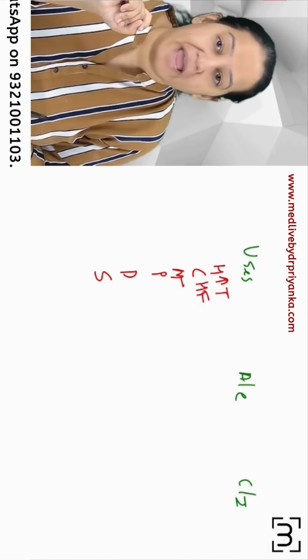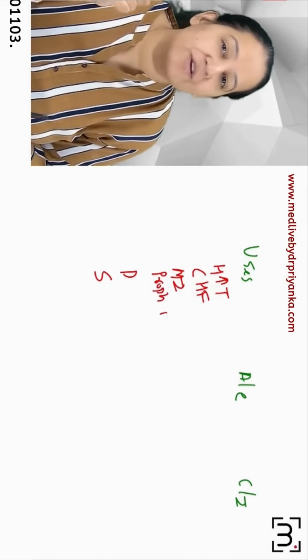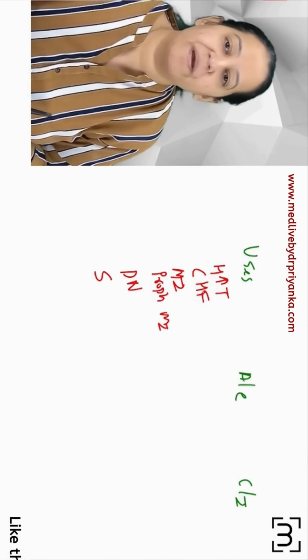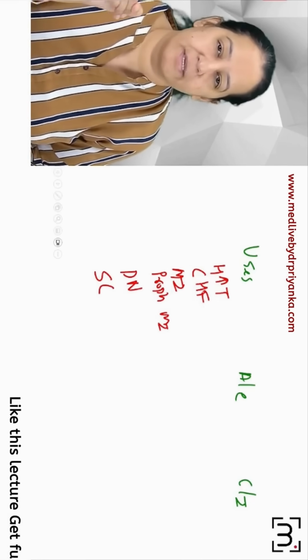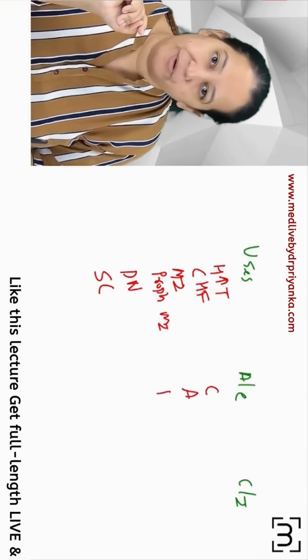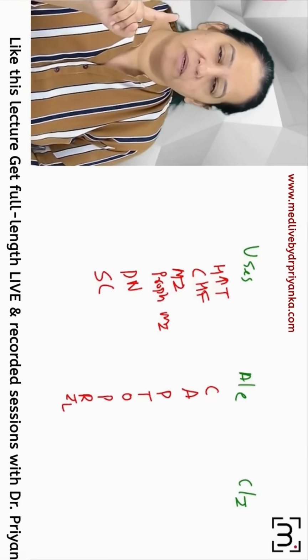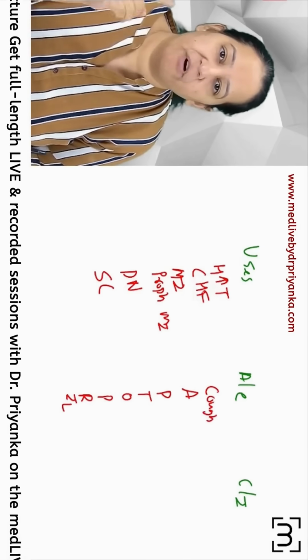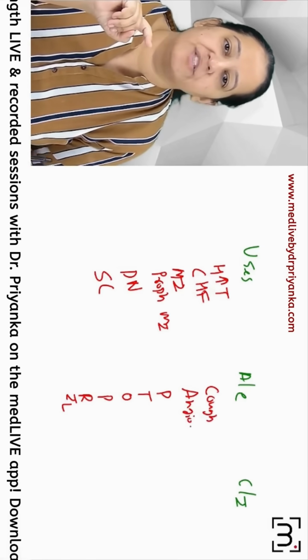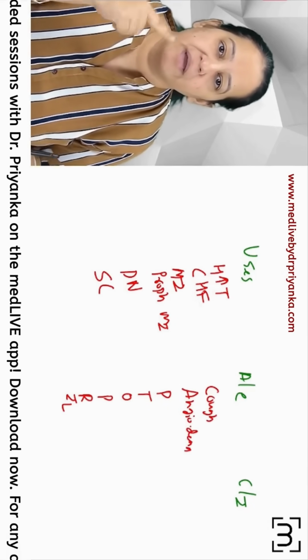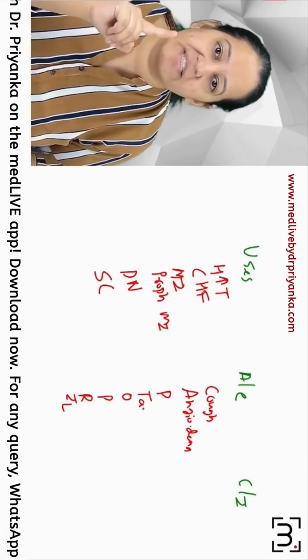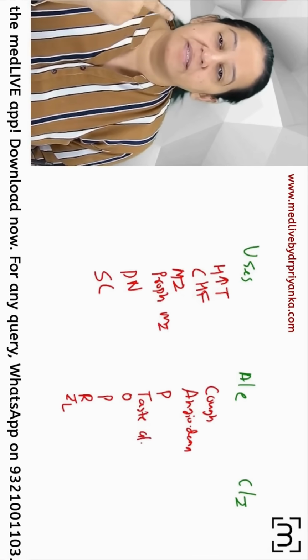Congestive heart failure, MI, prophylaxis of MI. Okay, diabetic nephropathy and scleroderma crisis. That is the uses. Adverse effect is CAPTOPRIL. Say the full form. C is for cough. A for angioedema. You can say angioedema. And T for taste, taste alteration, that is dysgeusia. These three are due to bradykinin.